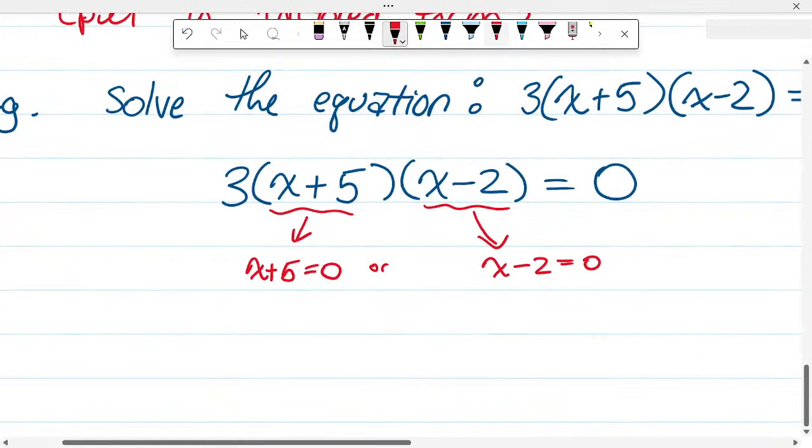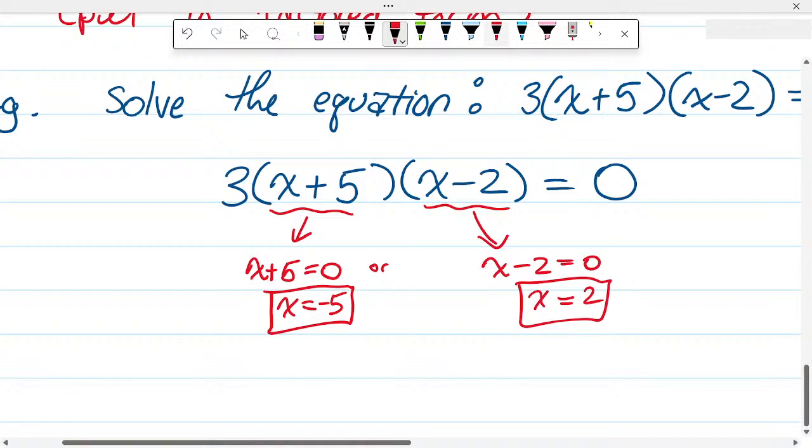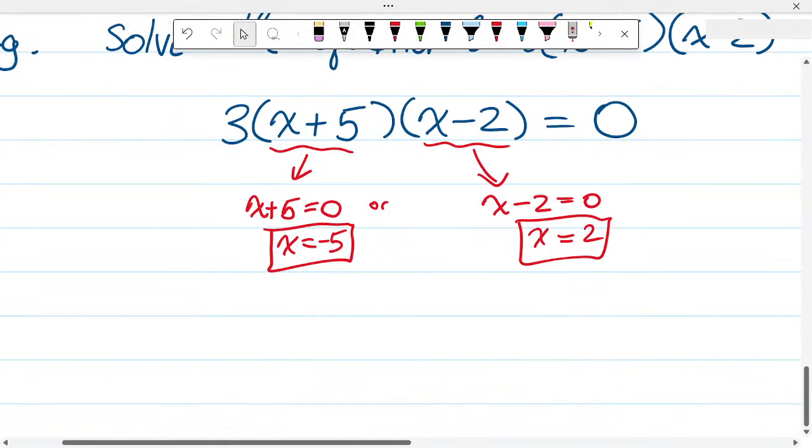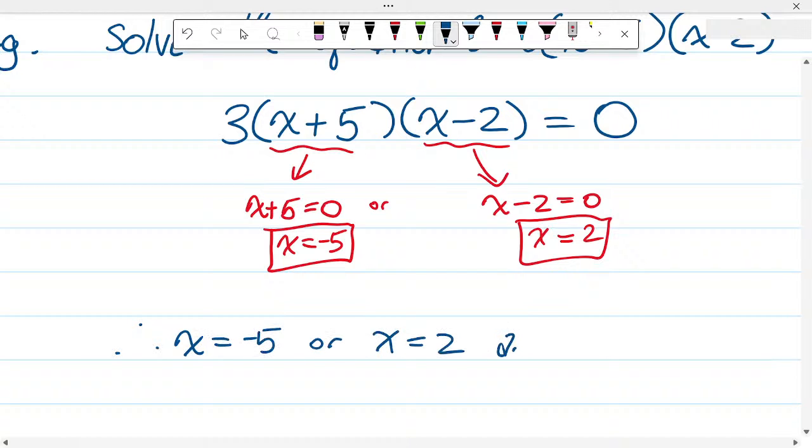And then this math is trivial. If x + 5 equals 0, what must x be? Some number plus 5 equals 0, the number is negative 5. I didn't even need to do any algebra, right? I can just kind of look at it. What about here? x minus some number, x − 2 rather, is 0. What's x? 2. If they're more complicated, we might need to do some math. But that's not too bad. How's that feel? Okay. And so what are the answers? Therefore, x = −5 or x = 2 are the solutions.